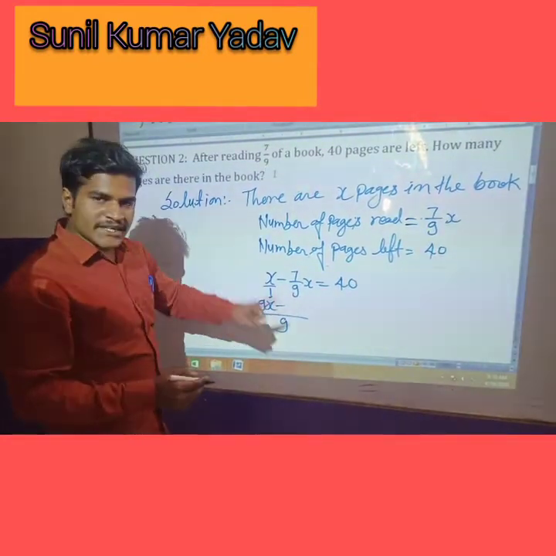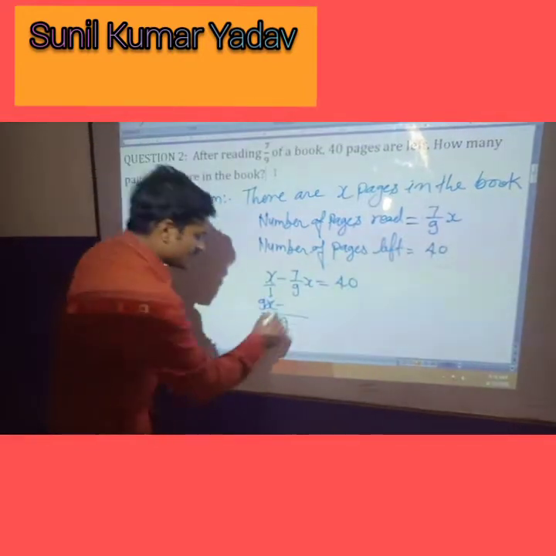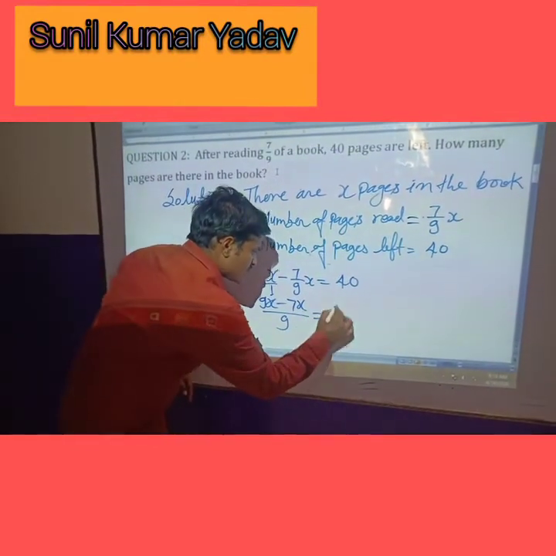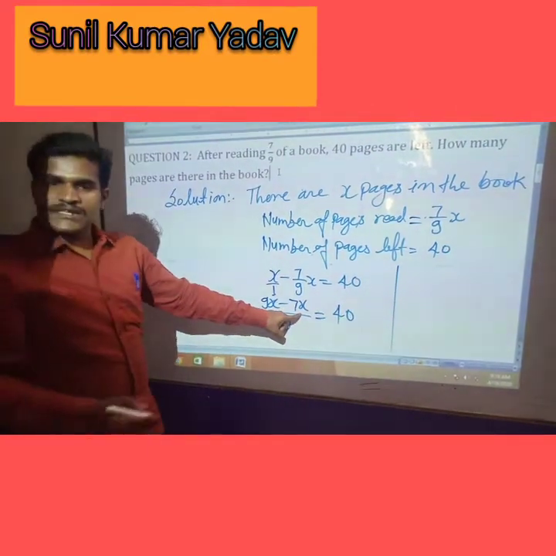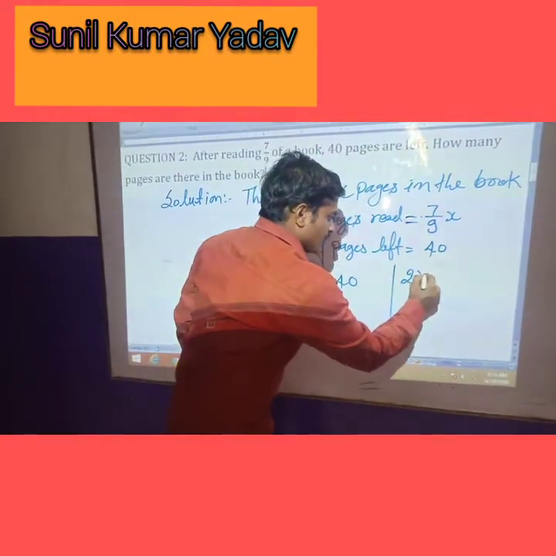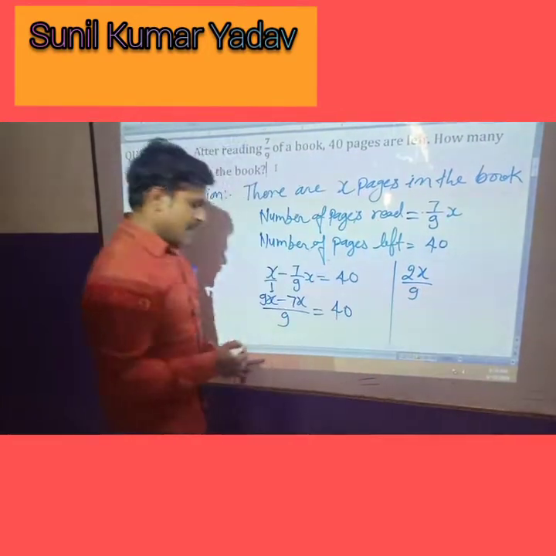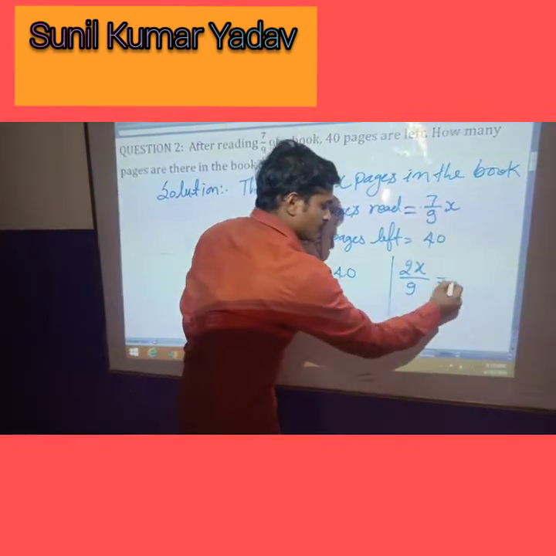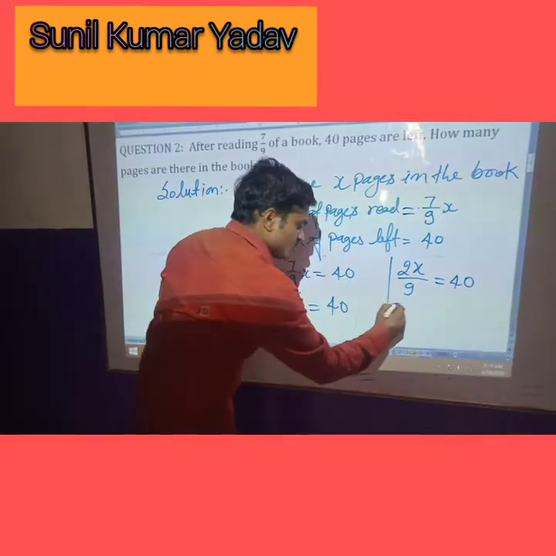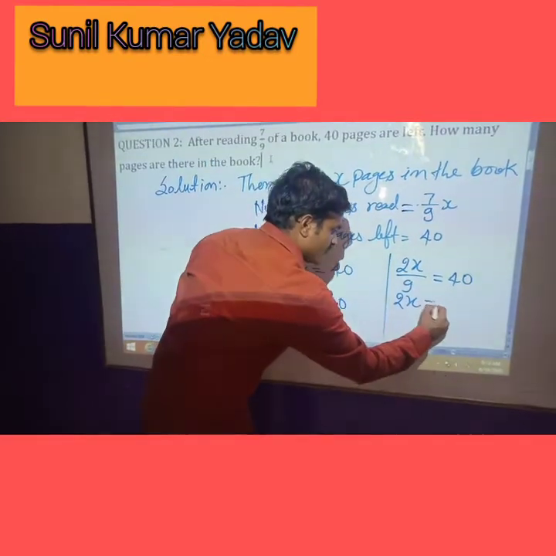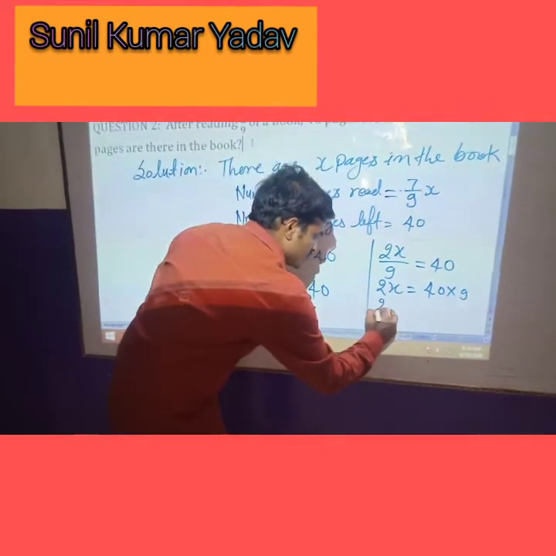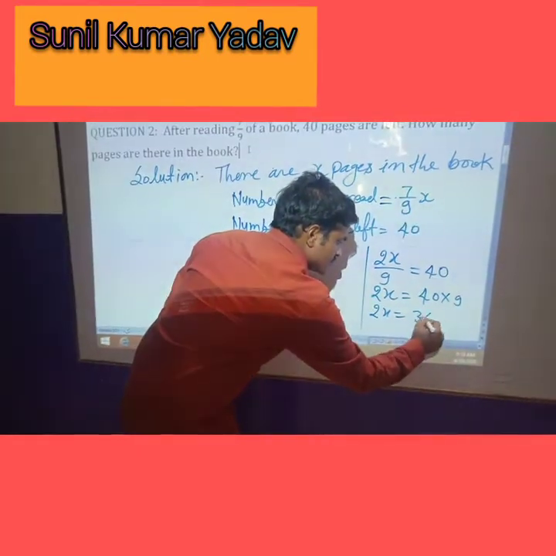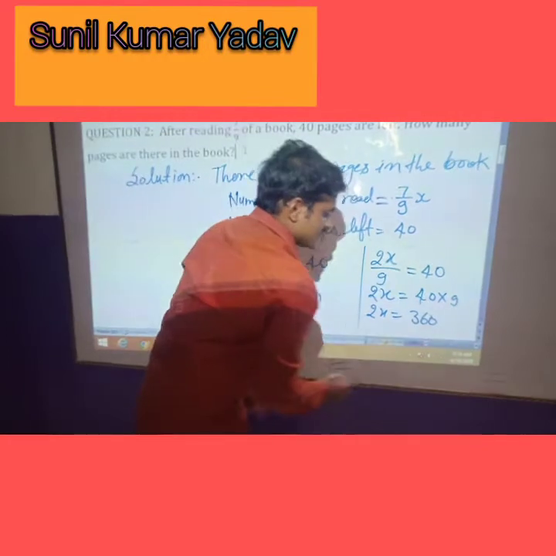9 divides 9, it gives 1. 1 multiplied by 7, that is 7x is equal to 40. 9x minus 7x, that is 2x upon 9 is equal to 40. By transposition law, we will transpose 9 from left to right, so it will be multiplied. Now 2x is equal to 360.